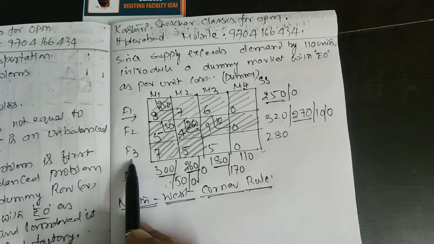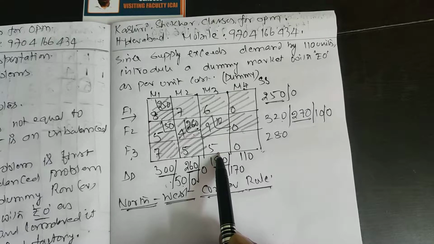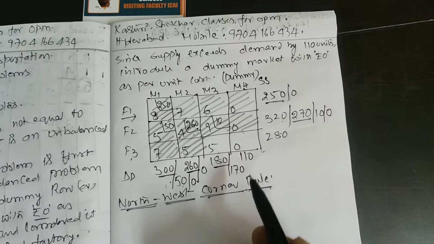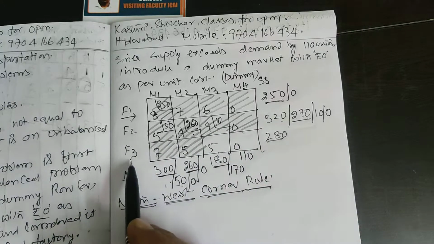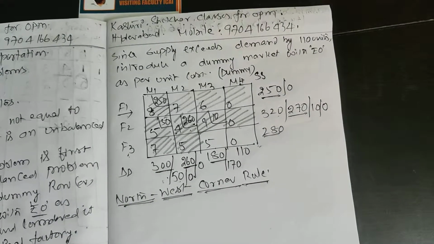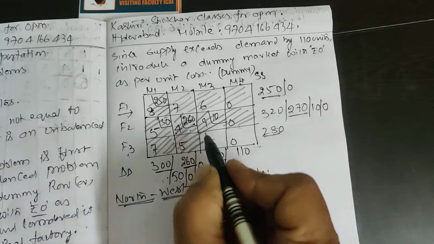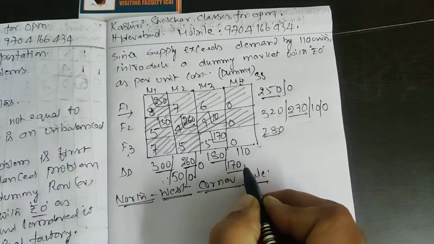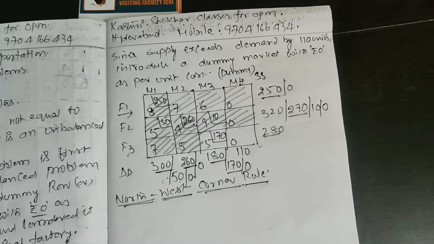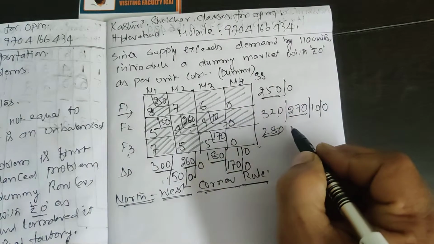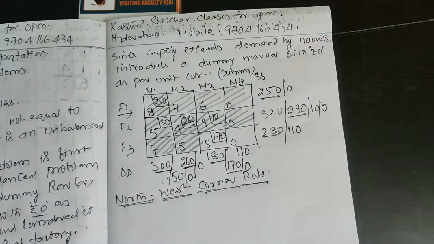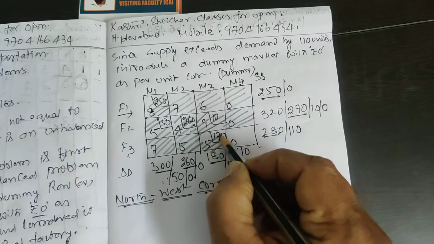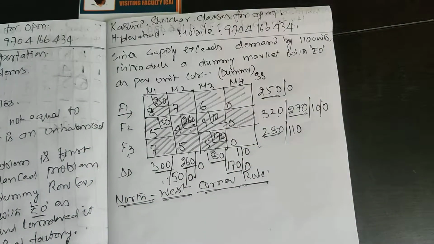Now from factory 3, first I have to supply the goods to third market, then go to the fourth market. 280 units are available at third factory. 170 units are required at market 3. 170 units are supplied. So its requirement now will become 0. Availability reduced to 110. Market 3 requirement is fully satisfied. It is eliminated from the picture.